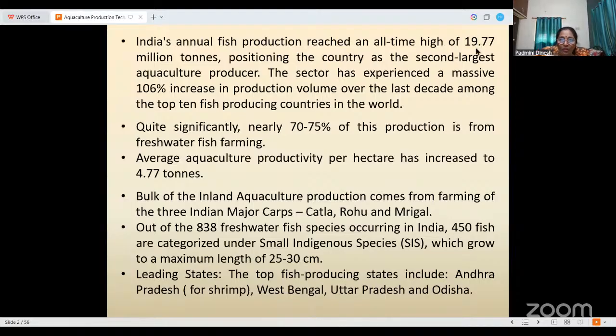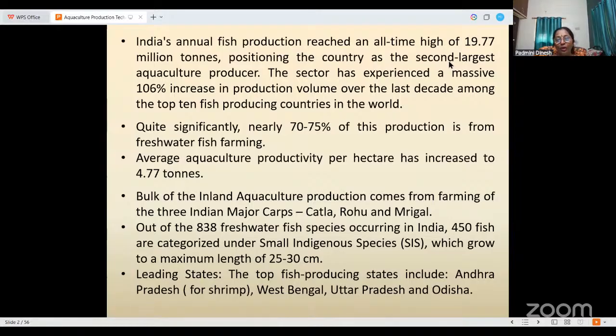So you can imagine the importance of fish production in India, and why the government is giving so much importance to aquaculture. You must have heard of the Pradhan Mantri Matsya Yojana. Then you must also have heard of the Blue Revolution, where the government is giving a lot of importance to the production of fishes. And because of that, now you can see India has become the second largest aquaculture producer among the top 10 producing countries in the world.